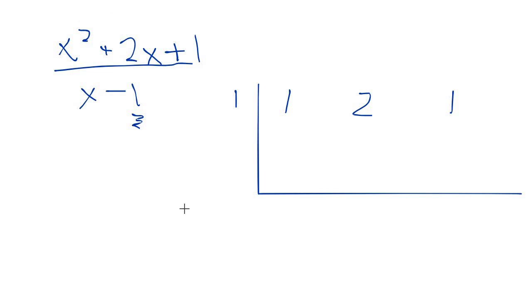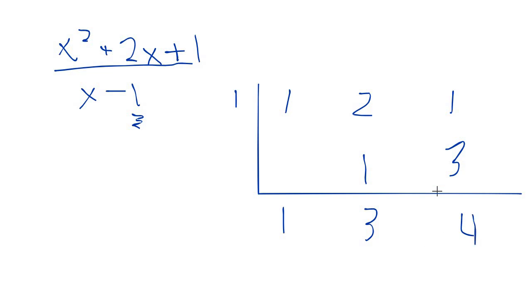And we'll just start dividing. So first, how many times does 1 go into 1? Well, of course, 1 time. So we put 1 right here, and then we multiply 1 by 1 to get 1. And from here, we add 2 plus 1 to get 3. And then we multiply 1 again by 3 to get 3. And then we do 1 plus 3, and we finally get 4.